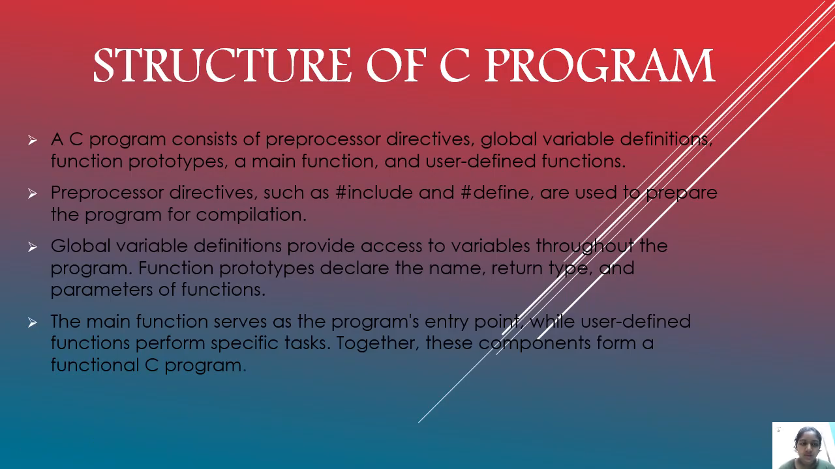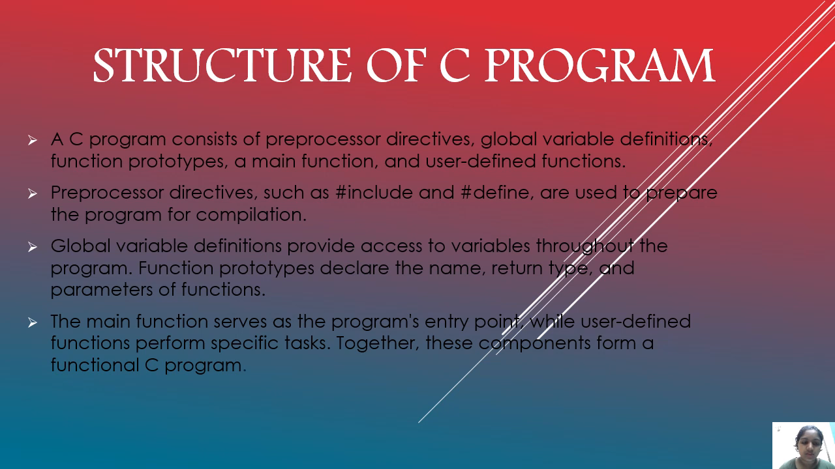Structure of C program. A C program consists of preprocessor directives, global variable definitions, function prototypes, a main function and user-defined functions. Preprocessor directives such as #include and #define are used to prepare the program for compilation. Global variable definitions provide access to variables throughout the program.